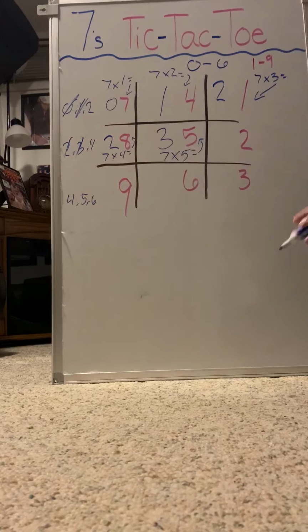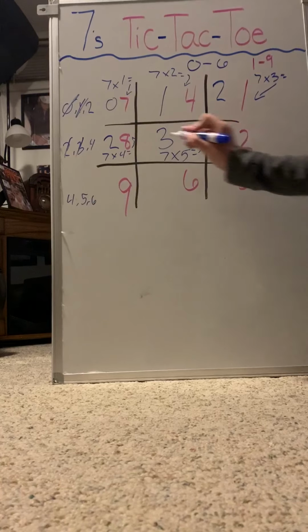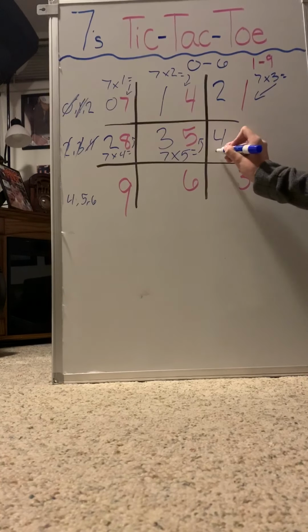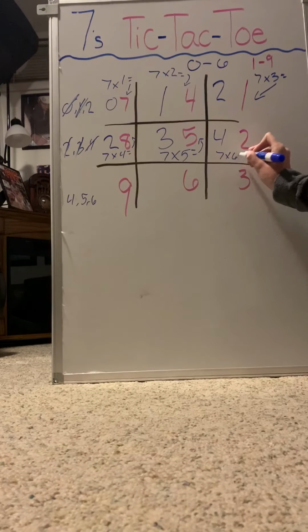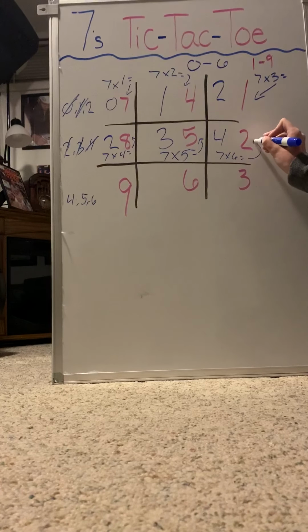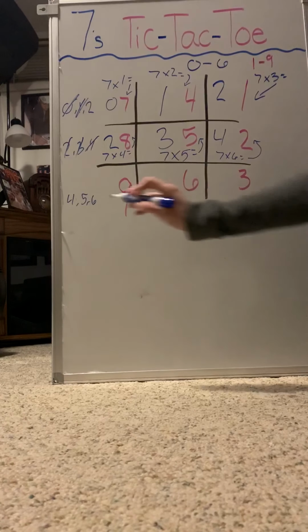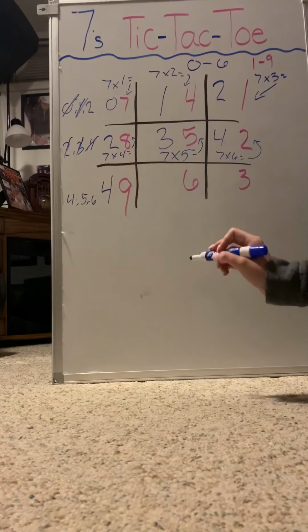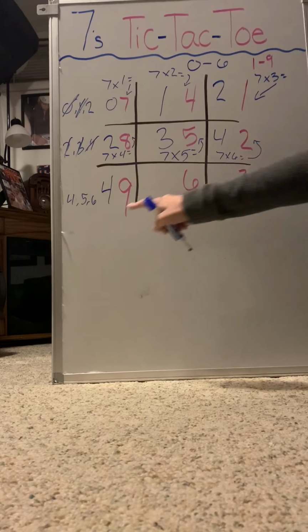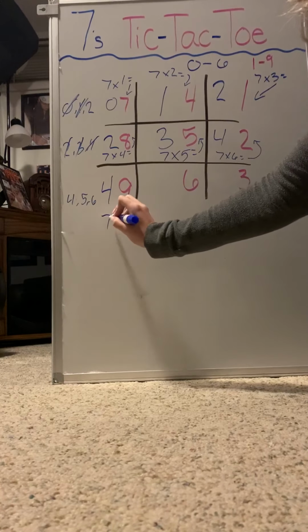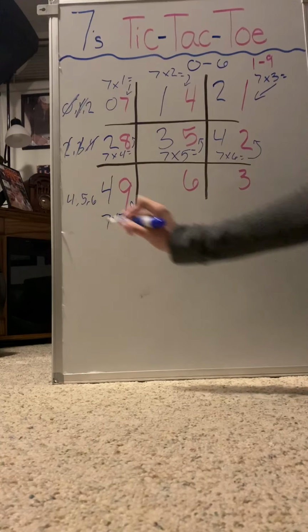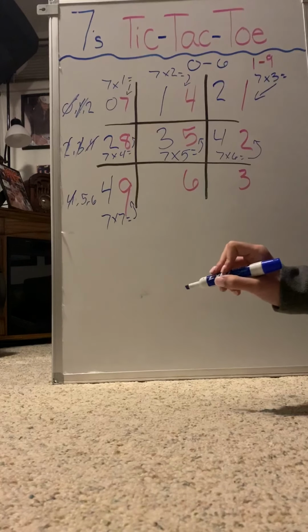Cross out my 3. Now I have a 4 left to use. Cross it out because I used it. That's 7 times 5. This is 7 times 6 equals 42. And then on to the very last few, I have a 4, so I will use that. If this is 7 times 6, this would be 7 times 7 equals 49. Cross it out because I used it.